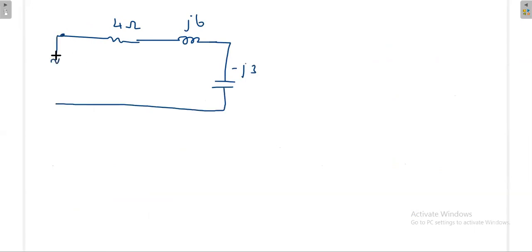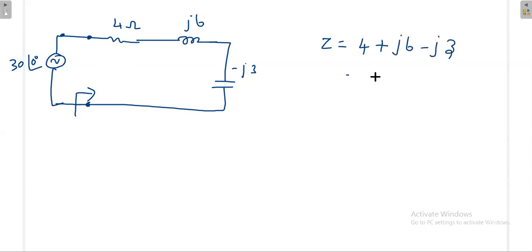Now you are applying the voltage here. I can write it in polar format, 30 at 0 degrees. Now what is the first question? The first question here is, what is Z looking from this terminal? The Z is very simple, because all are in series: 4 plus j6 minus j3. Now what is the answer? 4 plus j3 is the answer.